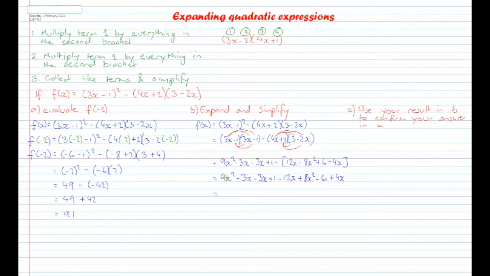Let's go through and collect like terms now. The x squareds: you get 9x squared and 8x squared gets us 17x squared. We've got negative 3x and negative 3x is negative 6x. Minus 12x is negative 18x. Plus 4x is negative 14x. And finally, positive 1 and negative 6 gets us negative 5. So there you have it: f of x is equal to 17x squared minus 14x minus 5.